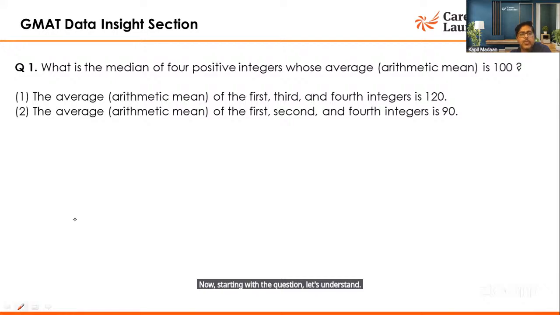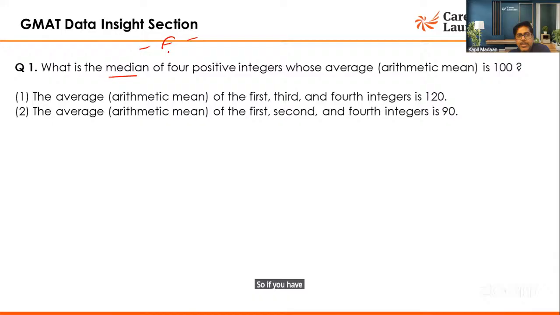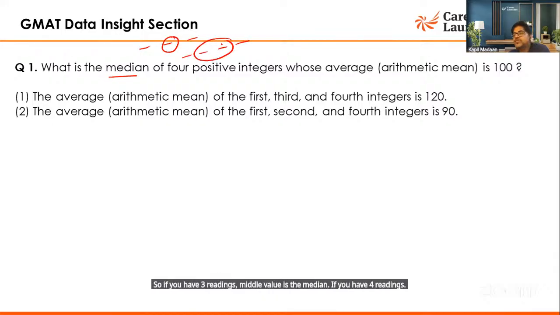It says, what is the median? Now, median is the middle value. So if you have 3 readings, the middle value is the median. If you have 4 readings, the average of the 2 middle values is the median. So median is the middle value when you arrange the readings in order. Order means ascending order or descending order.